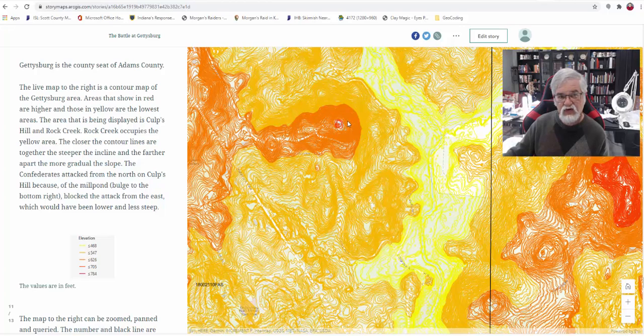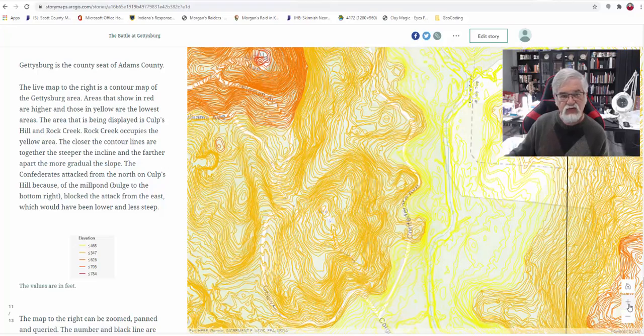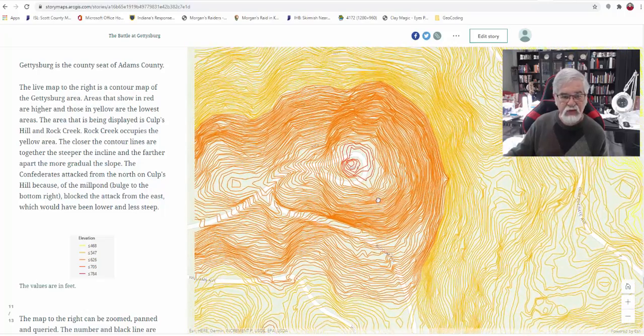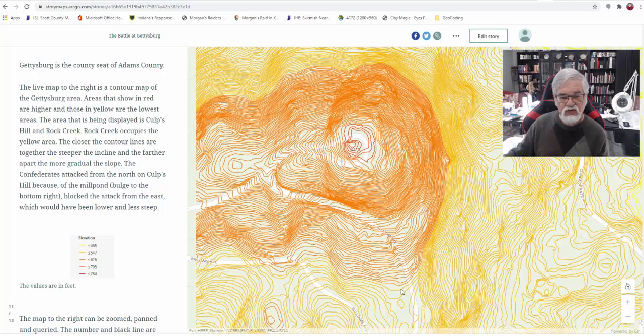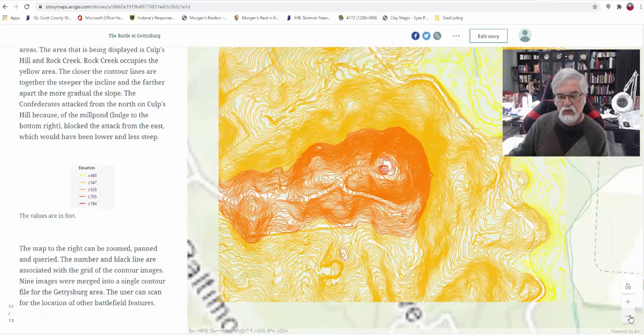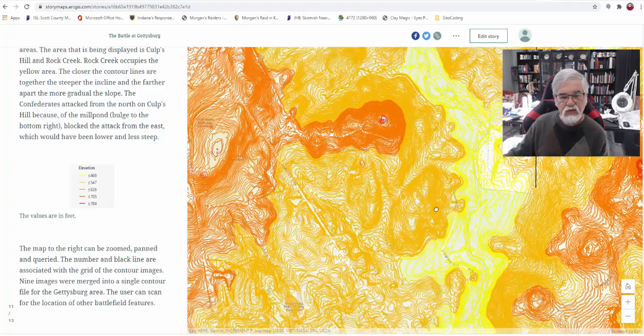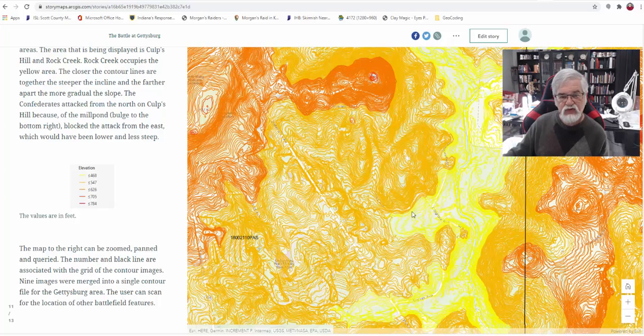with the Union line running across Culp's Hill. Instead of being able to attack up this area, which, as you can see, the lines are farther apart, is less steep. Let me zoom in a little bit so I can show that. Again, this is a live map. So here against Culp's Hill, notice this is a much shallower attack, and this area is a much steeper attack, but because of the impassable mill pond, as noted by General Greene, which is here, the Confederates could not gain access to this area.